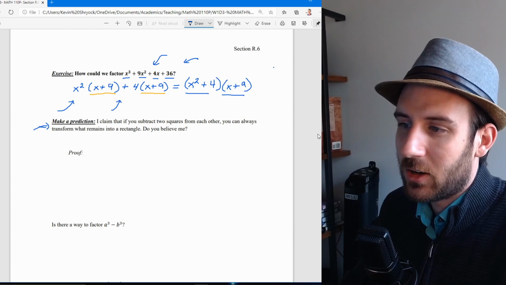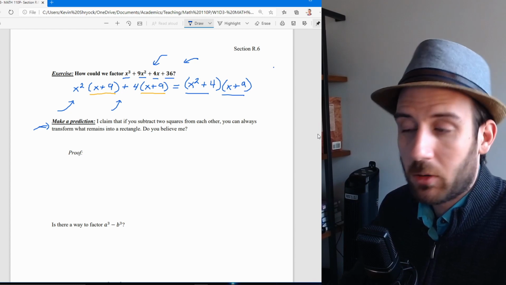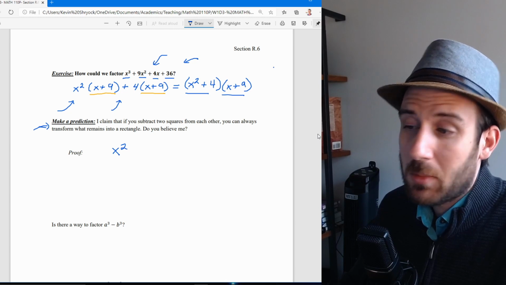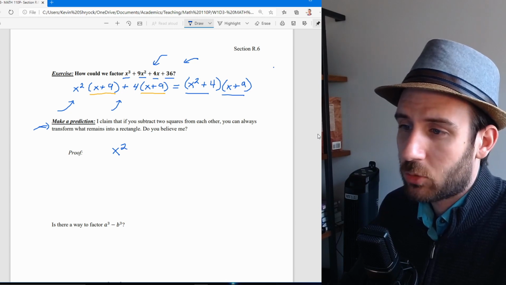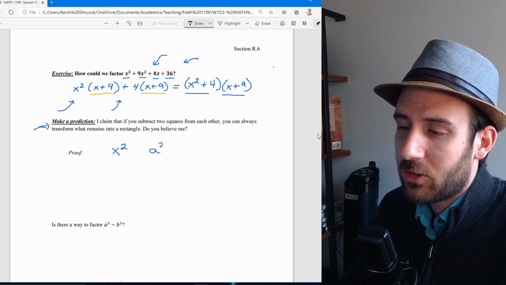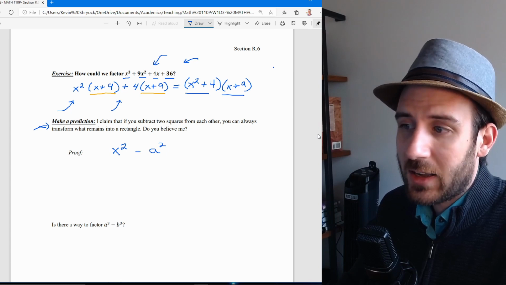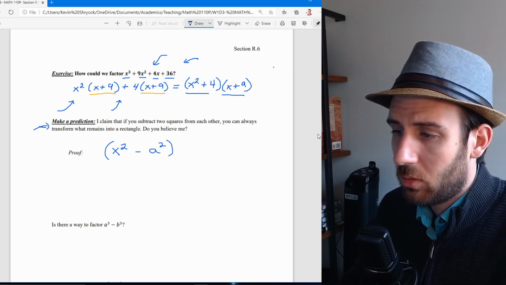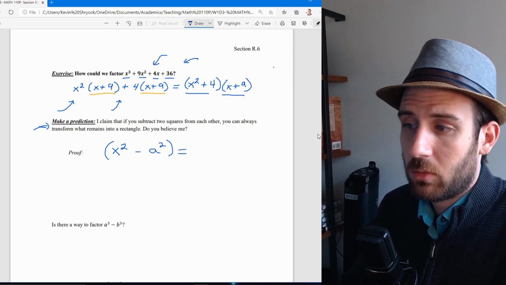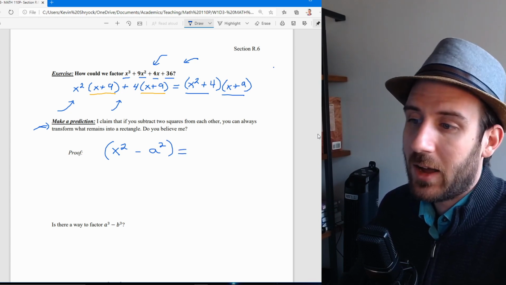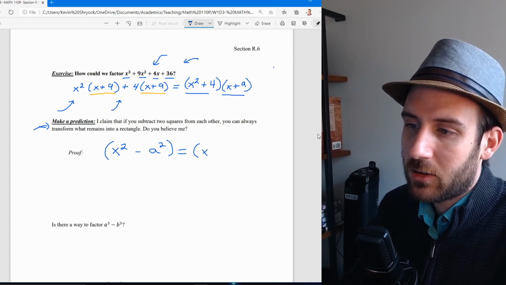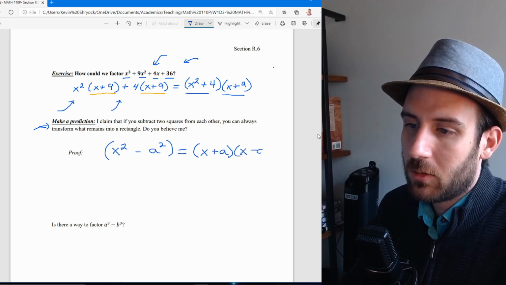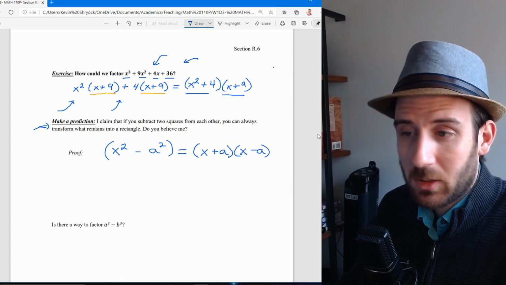The claim I make is that if you subtract two squares from each other, and so I'll write that out, I have an x squared and I have maybe an a squared. So I'm going to say I have an x squared and an a squared, and if I subtract those two, I claim that you can always make this into a rectangle. Is that true? Yeah, it is true. And here's why. I could write this as x plus a times x minus a. Don't believe me? Let's check.